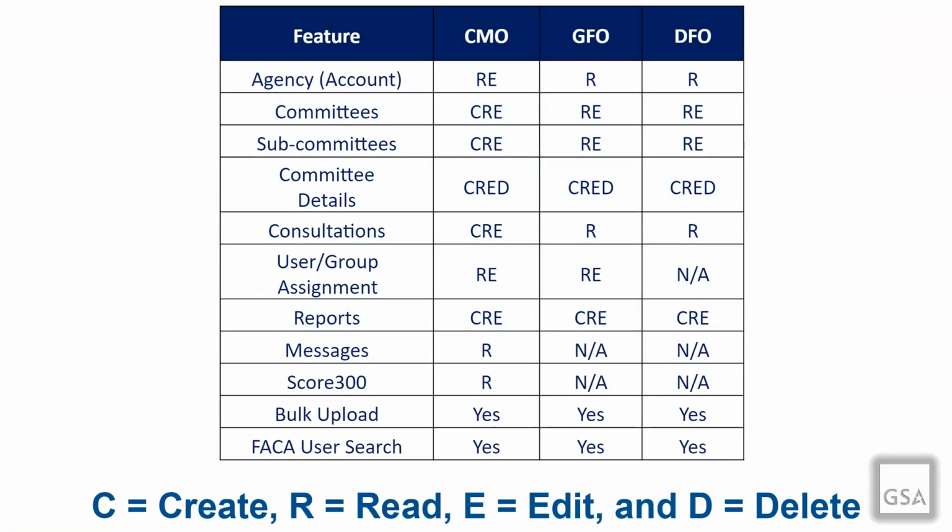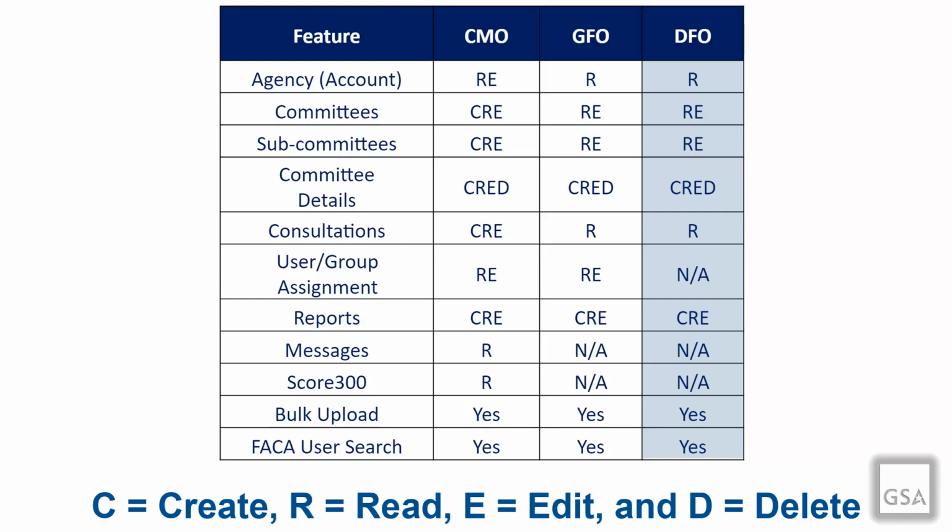Users in the system are provisioned with specific roles for the responsibilities they need to carry out, each carrying their own access and permissions. Committee Management Officer, CMO, has create, edit, and read capabilities for all committees/subcommittees in their agency. Group Federal Officer, GFO, has specific rights for all committees/subcommittees within their agency. Designated Federal Officer, DFO, has specific rights for their assigned committee/subcommittee within their agency.